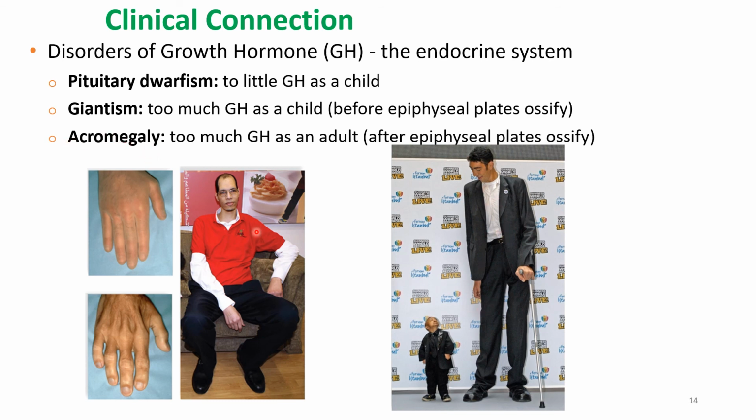Acromegaly is kind of like giantism, except it's when you have too much growth hormone produced after those epiphyseal plates close. And this could be a result of a tumor, and tumors can make hormones be produced too much. In that case, the long bones aren't going to grow anymore, but they'll see problems with increased growth in the bones of the hands, or especially the jaw, and some of the bones of the face and head will continue to grow and cause some problems that way.